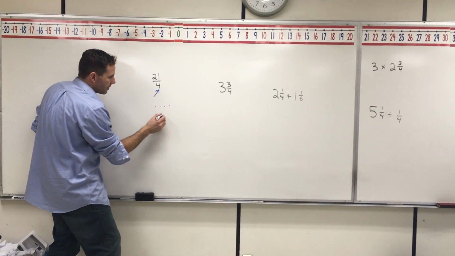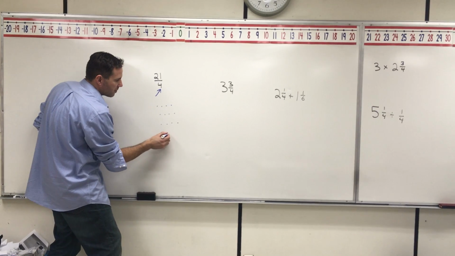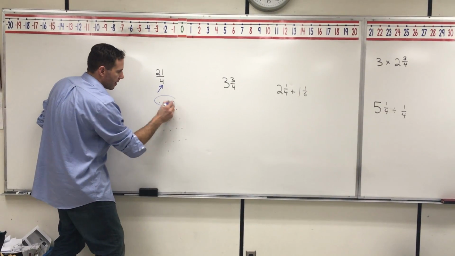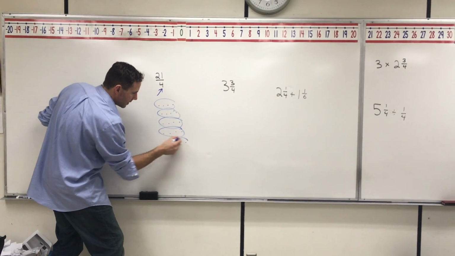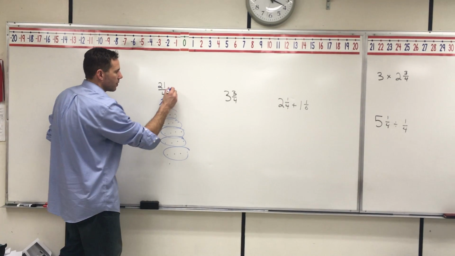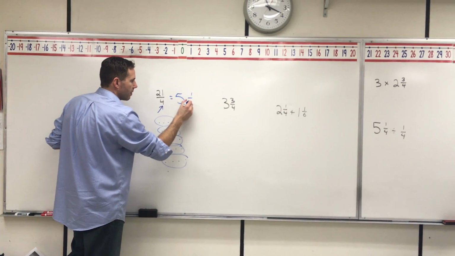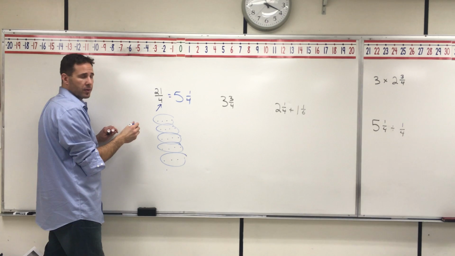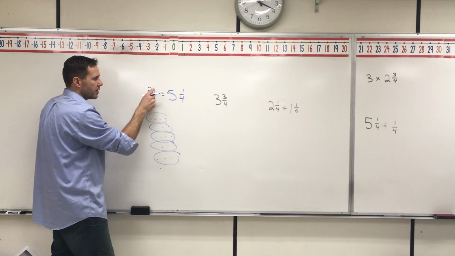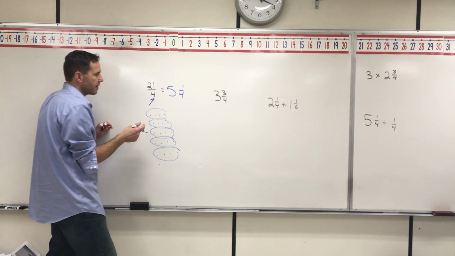1, 2, 3, 4, 5, 6, 7, 8, 9, 10, 11, 12, 13, 14, 15, 16, 17, 18, 19, 21. So I have this many teams, 1, 2, 3, 4, 5, and 1 left over. So it's 5 and 1/4. Okay, makes sense. 5 times 4 is 20, plus 1 is 21. All comes back to that.